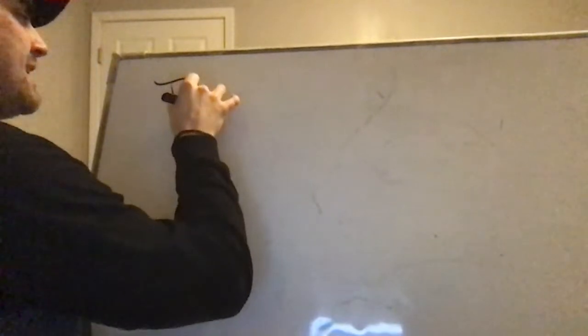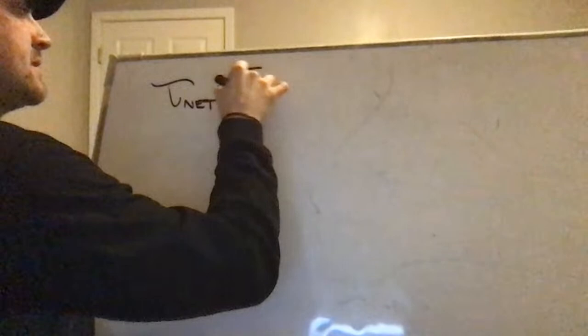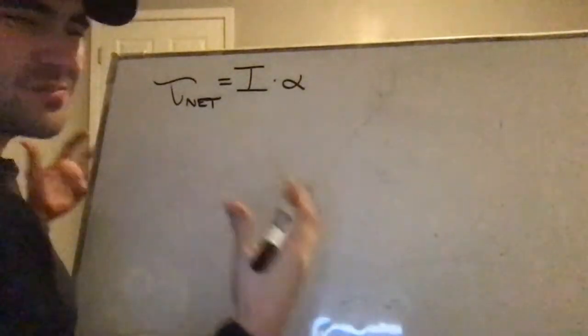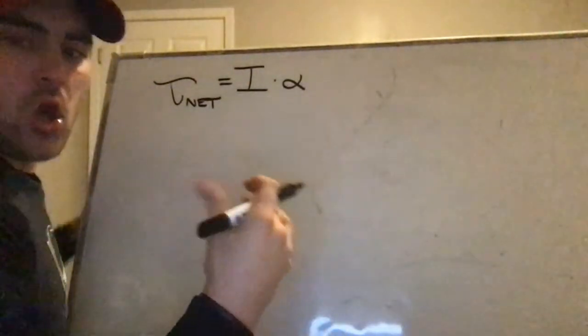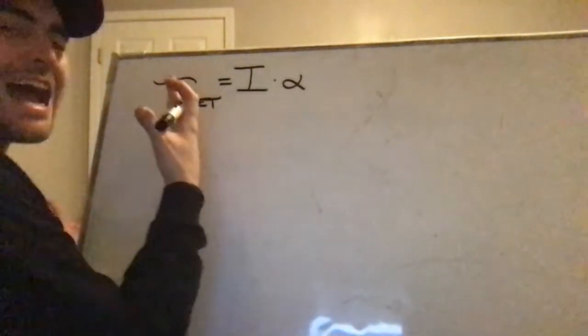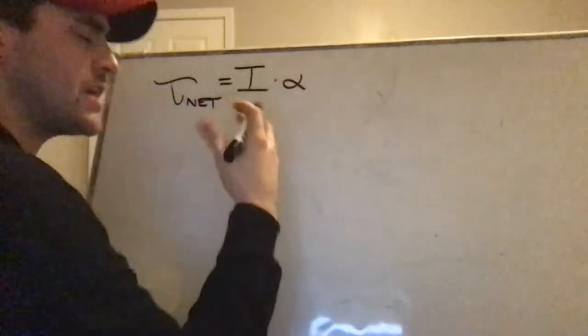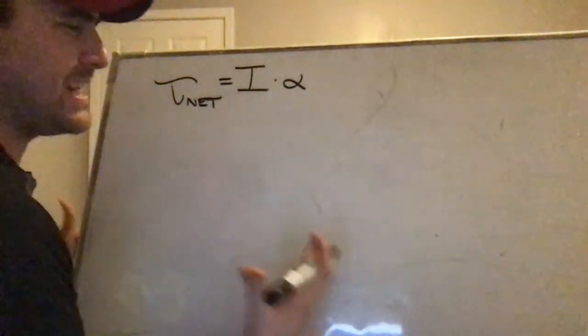From 6A, we started with this. We defined net torque. We said net torque equals I times alpha. And this means if something is going to rotate, accelerate rotationally, it needs an outside net torque. If something's going to change its angular speed, it needs an outside net torque.